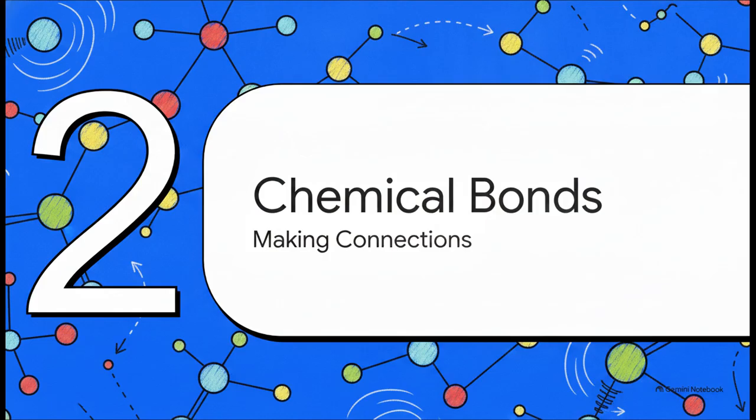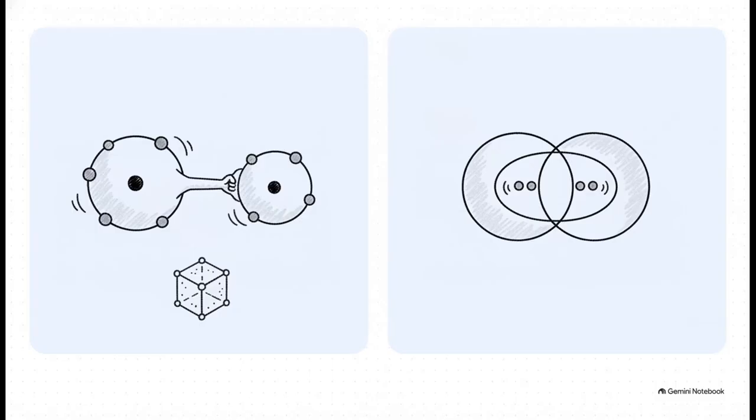Section 2. Making connections, chemical bonds. Okay, so we've got our raw materials, but how do they actually connect? Well, like I mentioned, atoms desperately want to be stable, and they pull this off by managing their electrons using 2 main strategies. The first is an ionic bond, which is basically an outright electron theft. One atom completely transfers an electron to another, which creates oppositely charged ions that snap together, kind of like how sodium and chlorine make ordinary table salt.